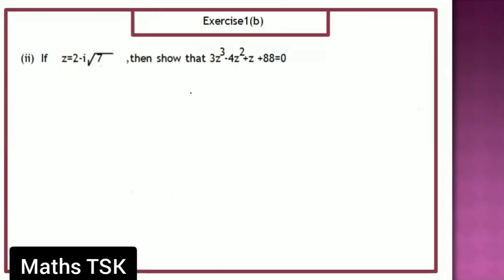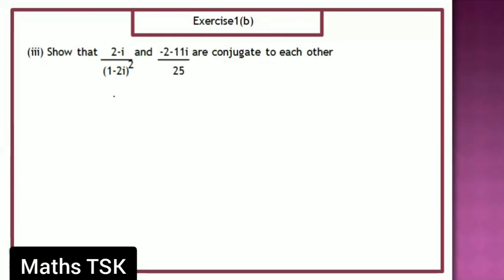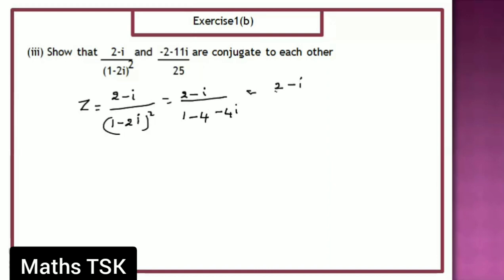So you can try this like the last problem. Try yourself. Okay, then look here, an important problem. Consider this as z. Z is equal to 2 minus i by 1 minus 2i whole square. 1 minus 2i whole square is 1 plus 4i square, which is minus 4, and then minus 4i. This becomes 2 minus i by minus 3 minus 4i.